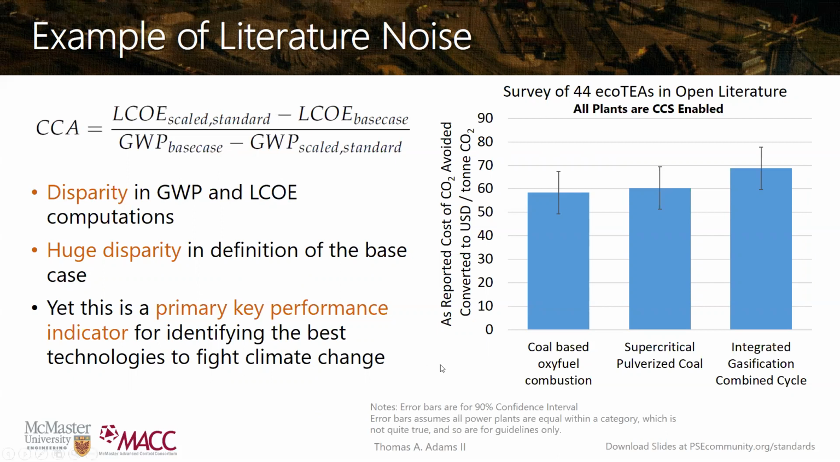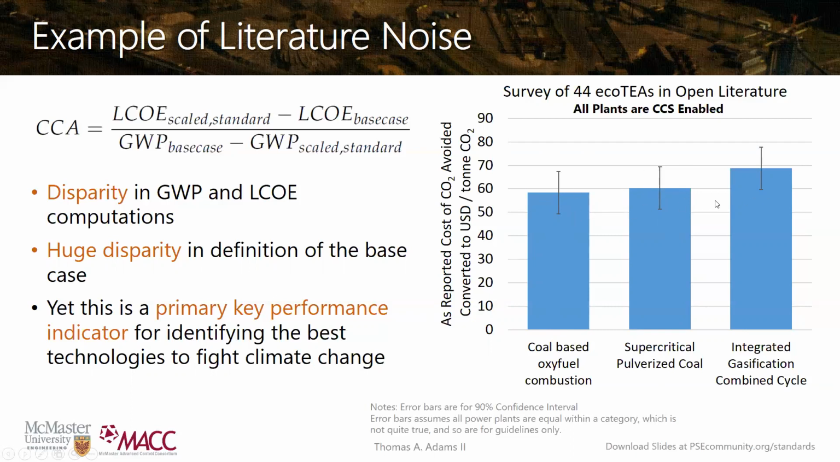So for example, on the right, all I've done is take 44 examples we found within the supercritical pulverized coal with carbon capture. That's the state of the art. Then there's integrated gasification combined cycle, and then oxyfuels, all from coal. These are averages of the as-reported cost of CO2 avoided, with some error bars here.